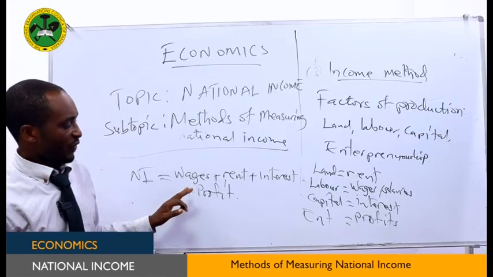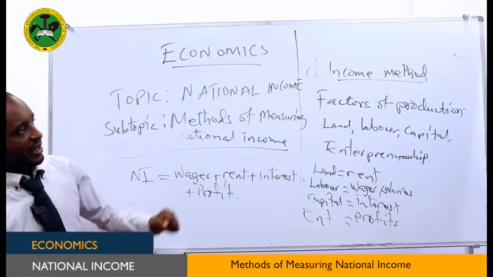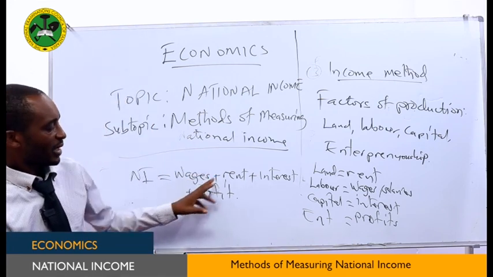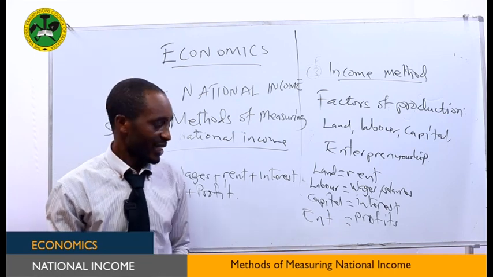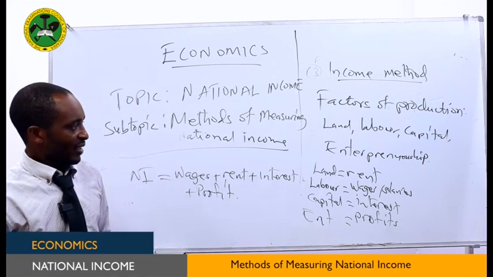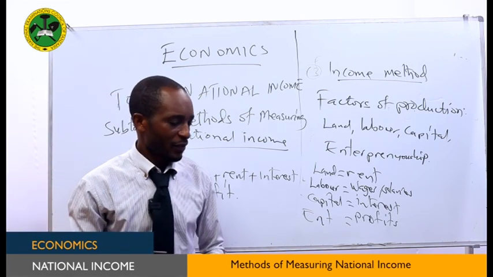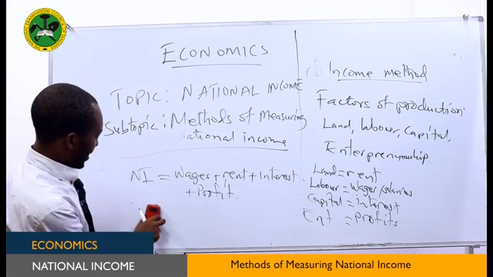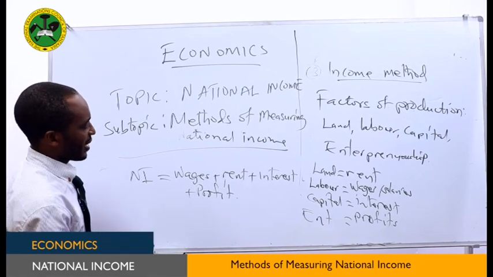So if you are asked to use the income method to calculate national income, you add all these incomes of the factors of production. So these are the three methods of calculating the national income. Now let us discuss the concept of personal income.